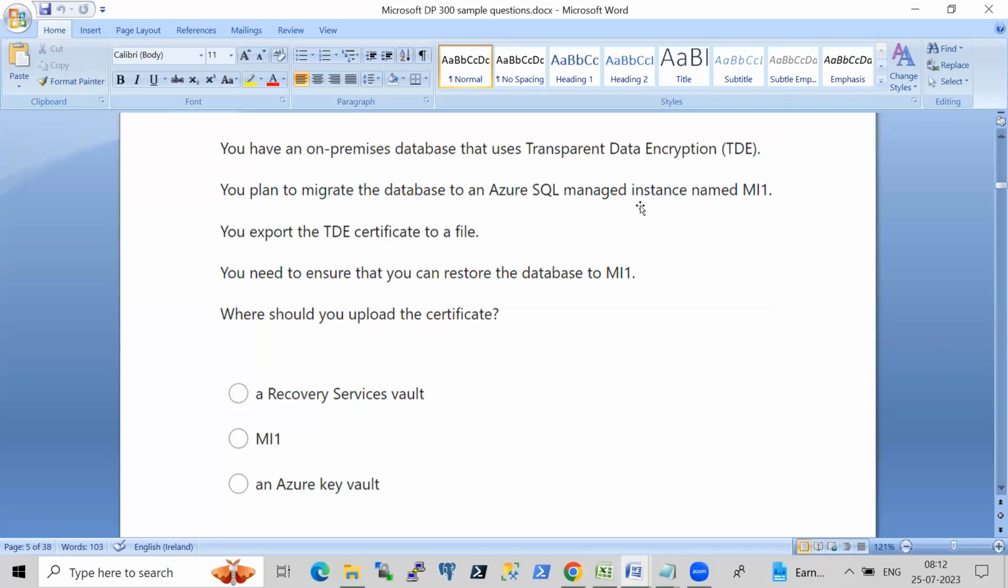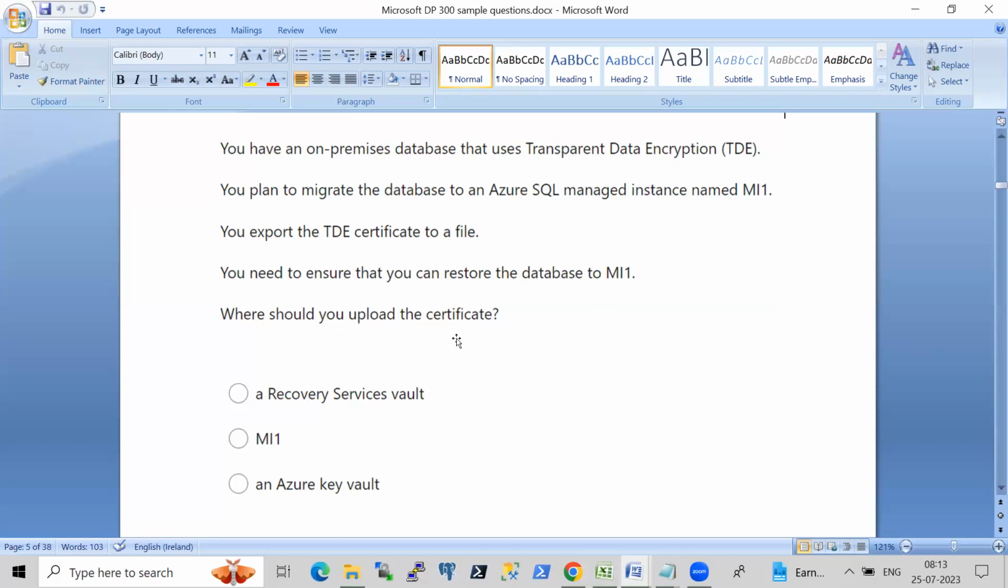But the problem here is we don't have the operating system. Okay, we don't have the operating system. You have to always keep that in mind when you're dealing with MI or Azure PaaS. Azure SQL, we don't have the operating system. So he's saying you have to migrate the TDE-enabled database from on-premises to MI, and you export the TDE certificate to a file. So we did export the certificate to a file, and you need to ensure that you can restore the database onto MI.